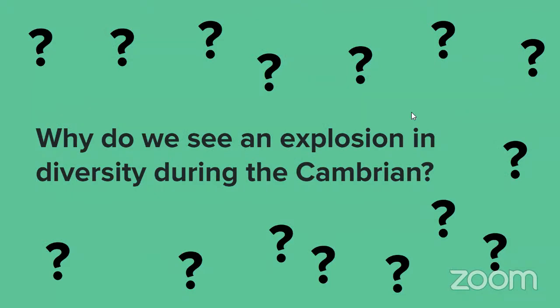All right. So we see an awful lot of different animals appearing in the fossil record during the Cambrian, to the point that this is known as the Cambrian explosion. Anybody have any ideas why that might be?